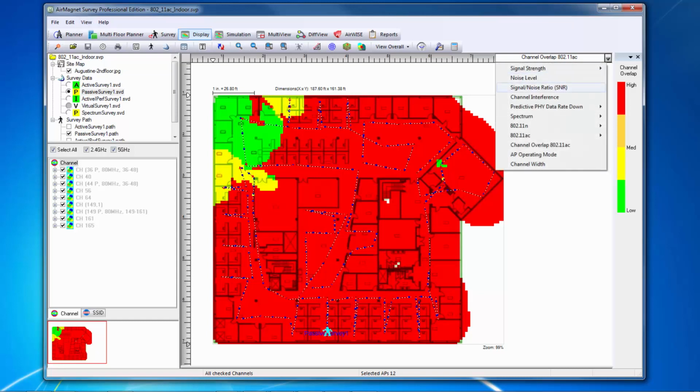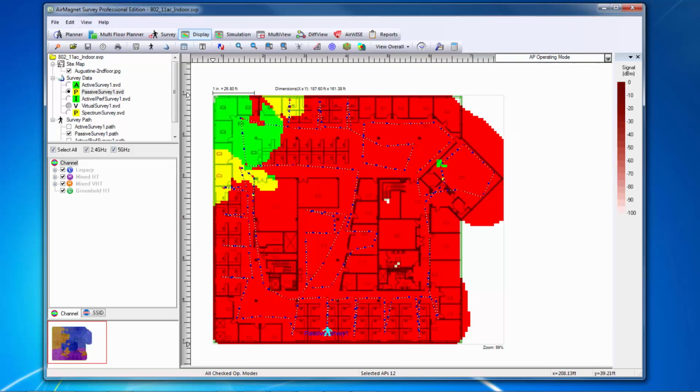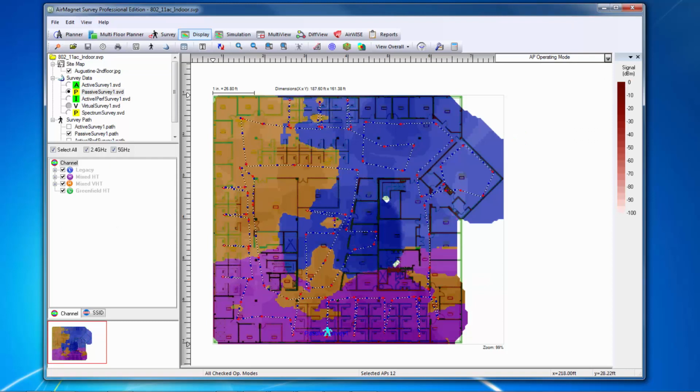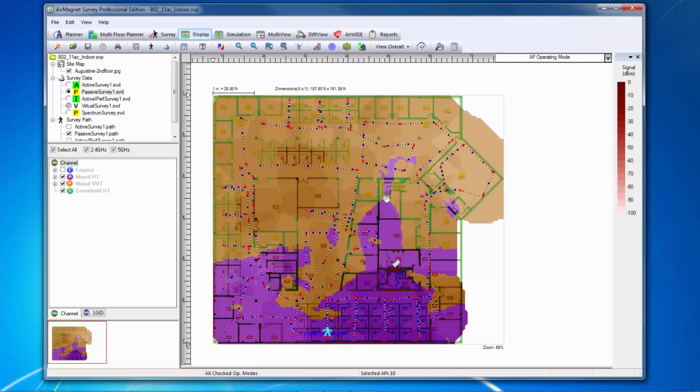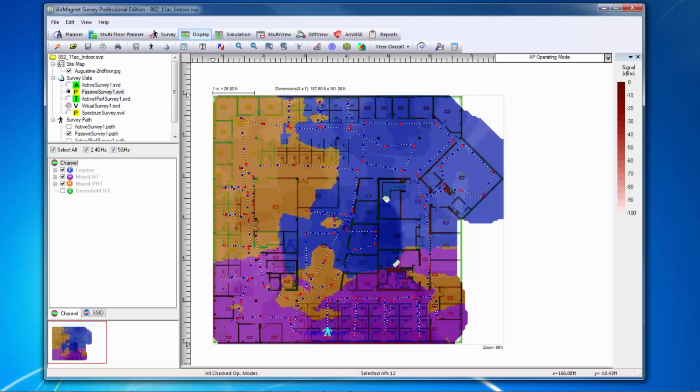The AP operating mode heat map shows a heat map based on the type of AP in the environment. The color shown is based on the strongest heard type of AP at a given location. I can select the different styles on the left-hand side if I wish to see coverage for an individual AP type.